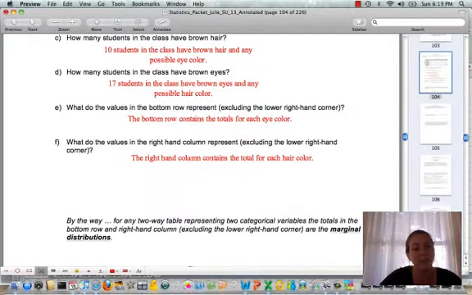And then there's a note that says, by the way, for any two-way table representing 2 categorical variables, the totals in the bottom row and right-hand column, excluding the lower right corner, are the marginal distributions. So remember from your vocabulary on page 103 that the marginal probability is the probability of just one category. So in this case, our categories are the hair color or the eye color.